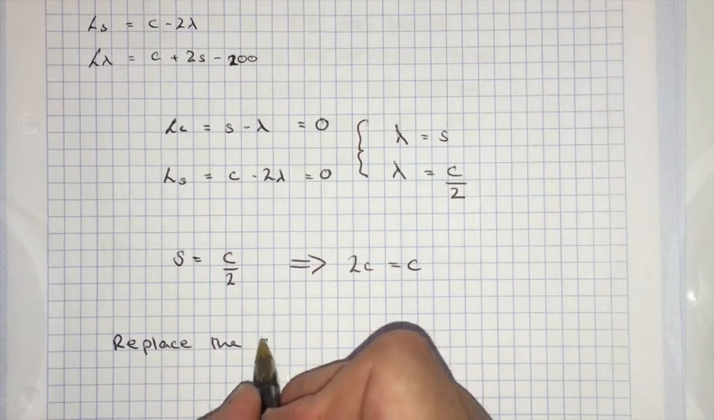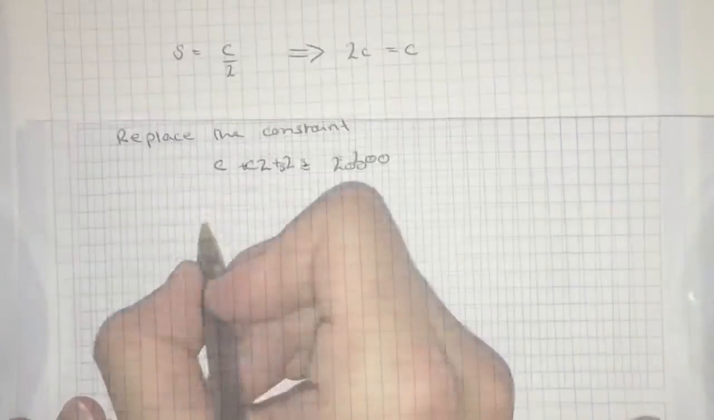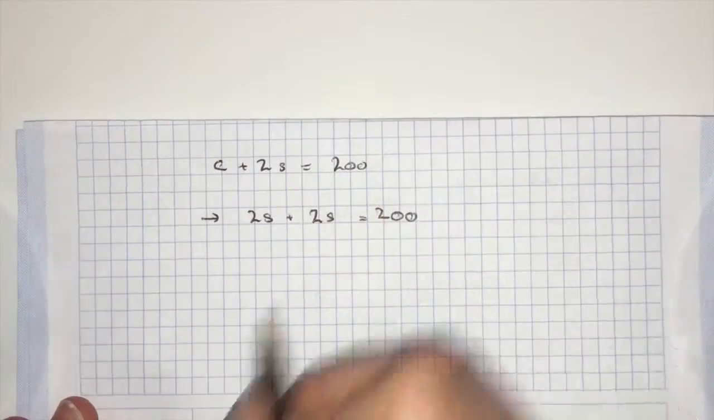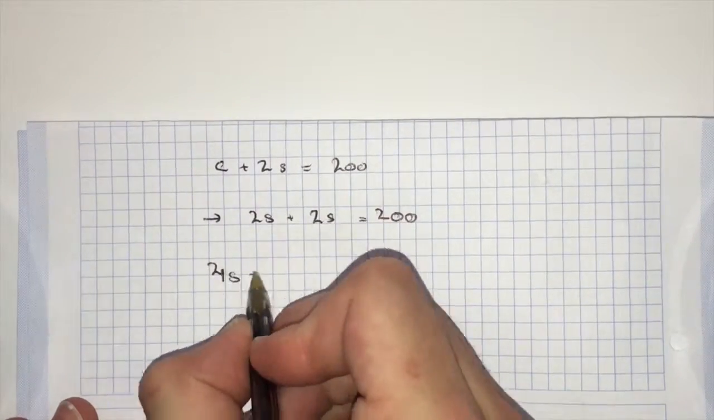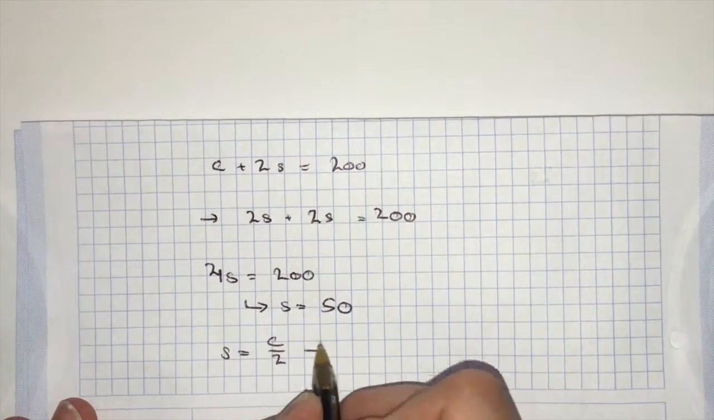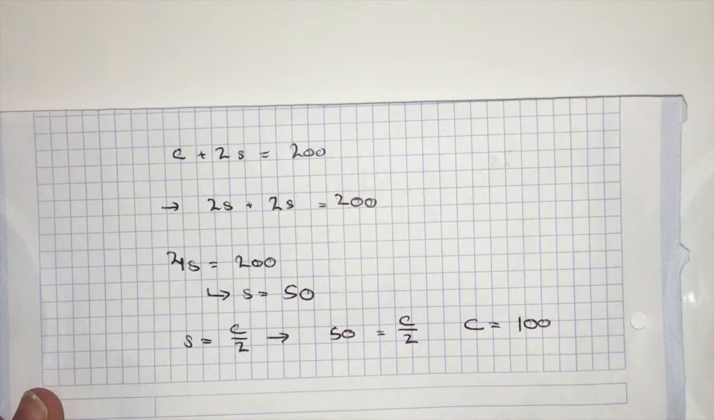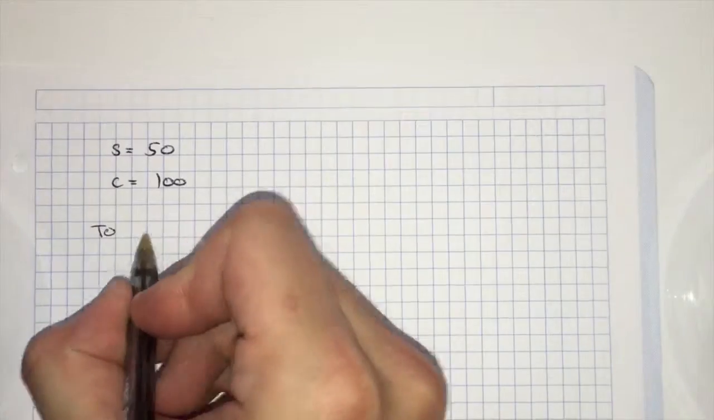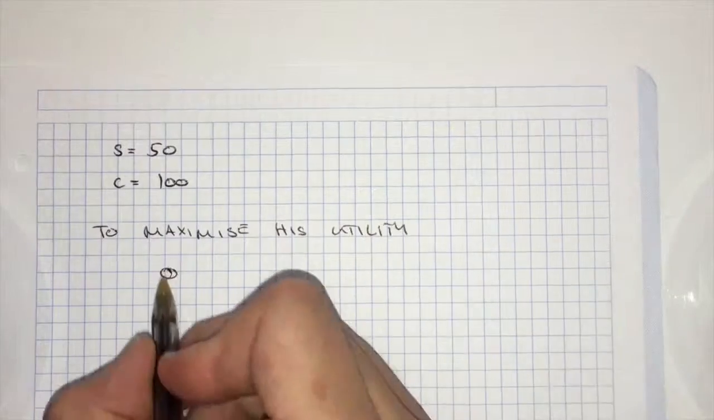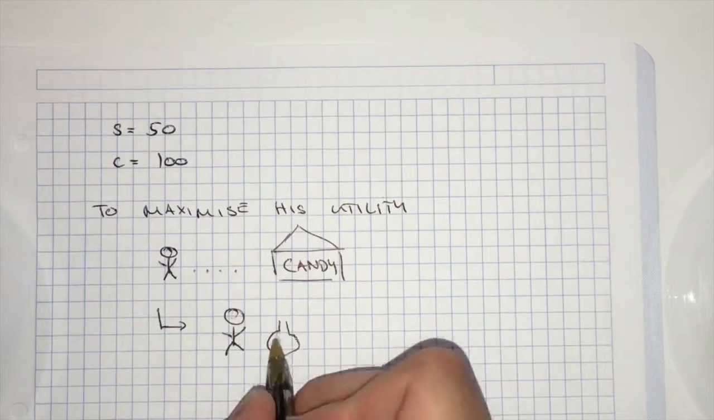Now we can replace in the constraint, giving us C plus 2S is equal to 200. From our previous equations we obtain that 2S plus 2S is equal to 200, giving us S equal to 50. Plugging our result for S into the previous equations, we obtain C is equal to 100. To maximize his utility, Nico will go to the candy store and buy 50 cans of soda and 100 bars of candy.